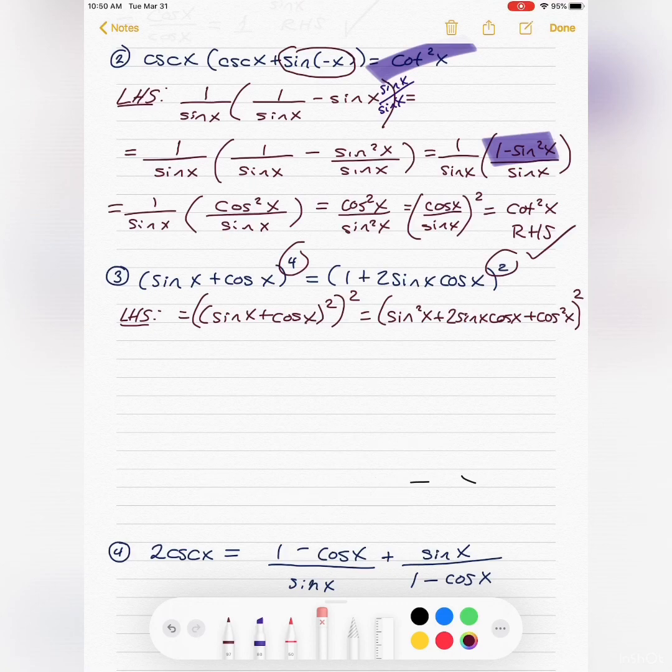And then look at that expression in the parentheses there. See how I have a sine squared plus a cosine squared? So I recognize a special identity there. Isn't that 1? Sine squared plus cosine squared is going to look like that, isn't it? Oh, well, look at that. There's my right-hand side. So I've proven that identity as well.